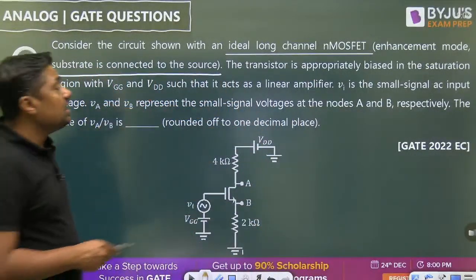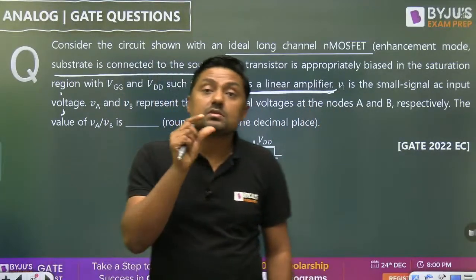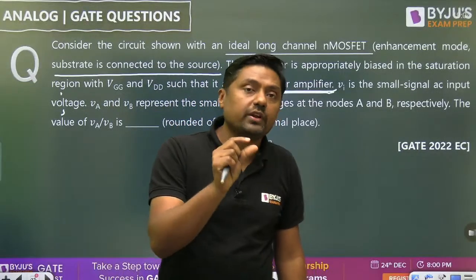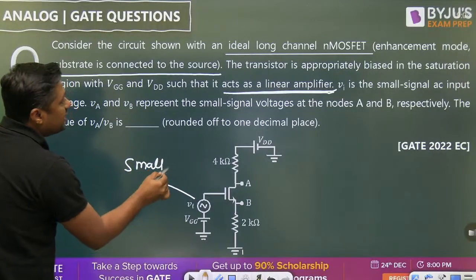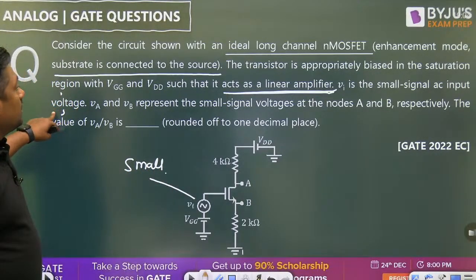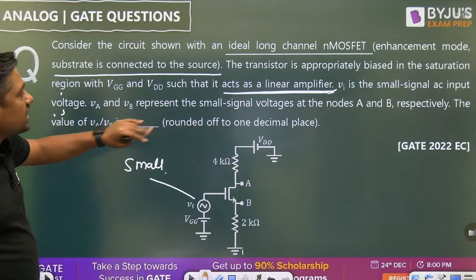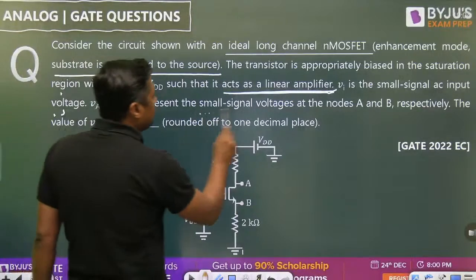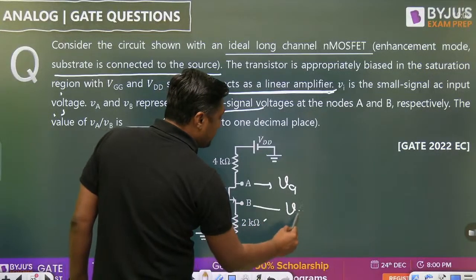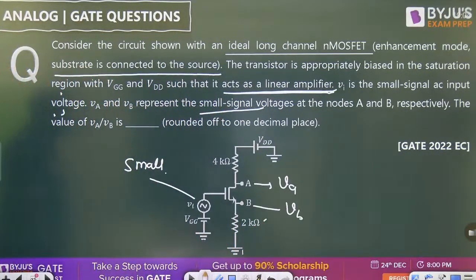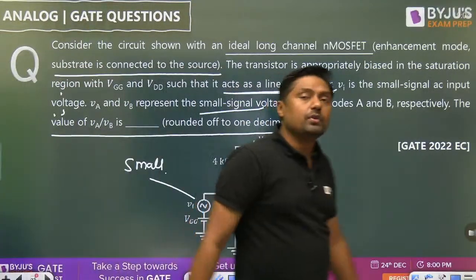Such that it acts as a linear amplifier. When we talk about a linear amplifier, it means the applied AC signal is very, very small, so that linearity is maintained. That's why it is a small signal analysis. Vi is the small signal AC input voltage. VA and VB represent the small signal voltages at the nodes: at this point we get VA, and at this point we get VB. The value of VA by VB is asked.